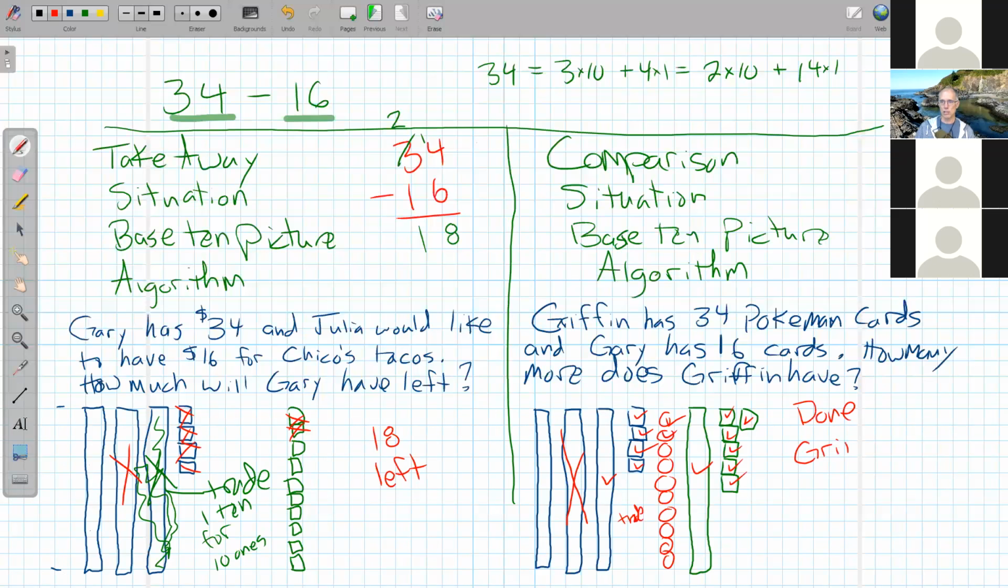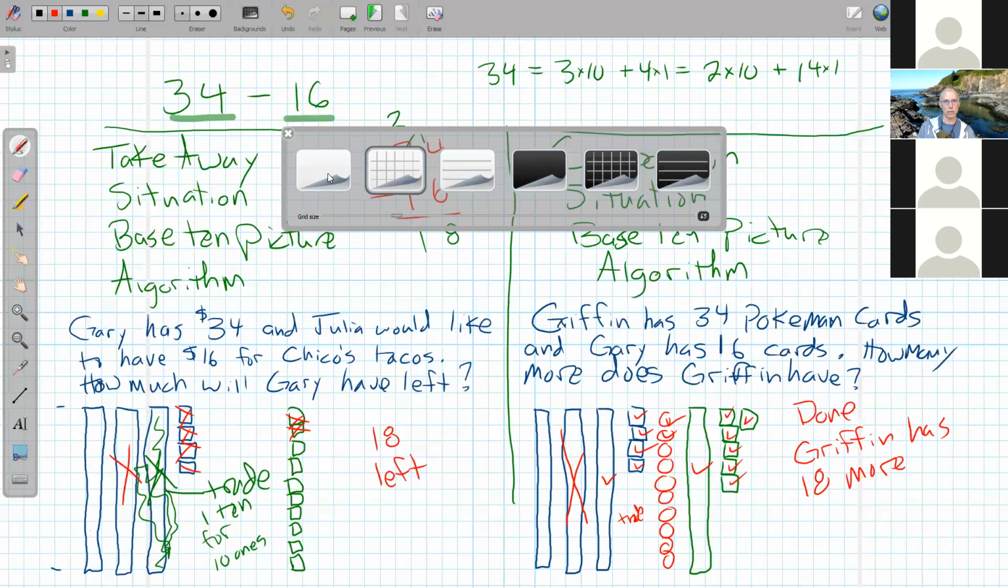Griffin has how many more? 10, and looks like 8 1s, 18 more. But these are solid pieces. You can't just start checking off. So to make that more clear, I could get rid of my grid. Bye-bye grid.